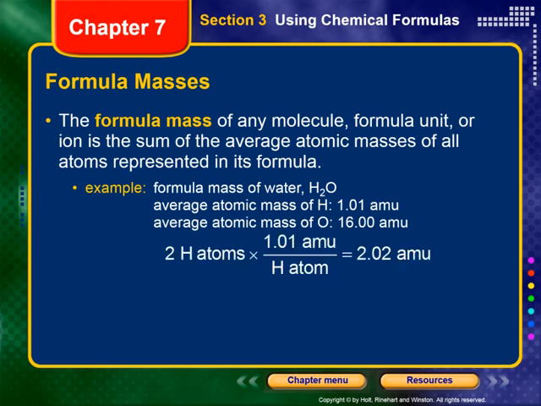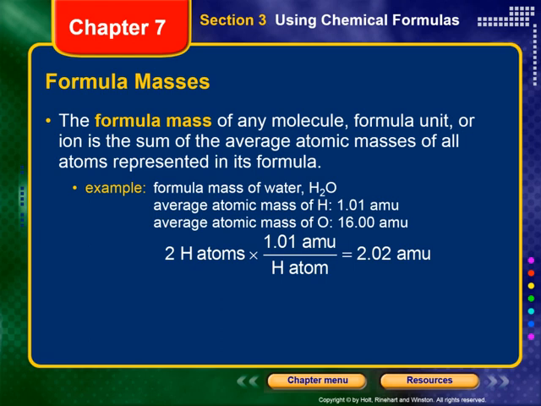The formula mass of any molecule, formula unit, or ion is the sum of the average atomic masses of all atoms represented in its formula. For example, if we try to calculate the formula mass for water, which is H2O, we know that the average atomic mass of hydrogen is 1.01 AMU, and the average atomic mass of oxygen is 16.00 AMU. How do you know this? Because you looked at the periodic table.